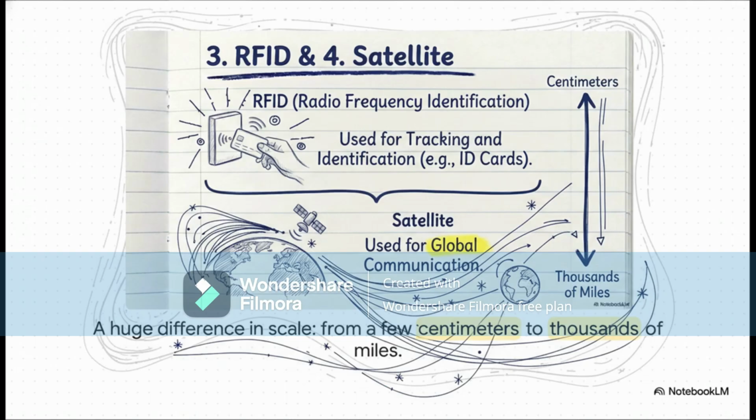And this visual just makes it so obvious. On one side, you have an ID card tapping a reader. We're talking centimeters here. Tiny. On the other, you've got a massive satellite orbiting high above the Earth, beaming signals over thousands of miles. It's a crazy difference, isn't it? From your school ID to global television.